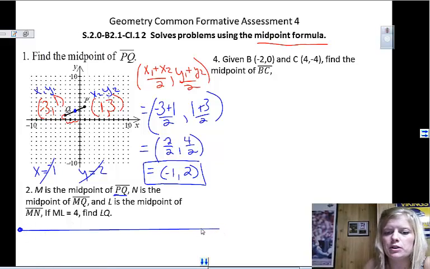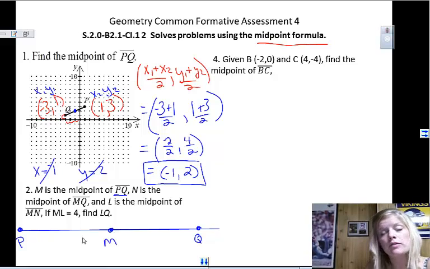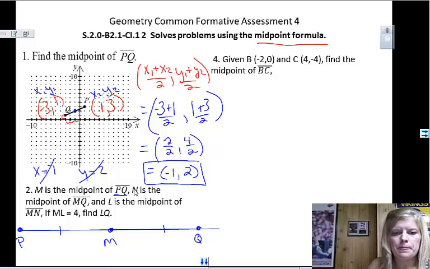So let's go with PQ. And I'll go PQ. And it said M is in the middle. So if it's in the middle, I'm going to guess it's right there. So if it's in the middle, I know PM and MQ are equal measurements. Then it said N is the midpoint of MQ. So that means in the middle again, right about there maybe. I'm going to label that N. Again, MN and NQ are equal.